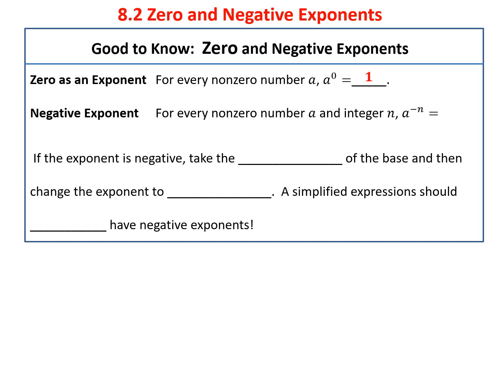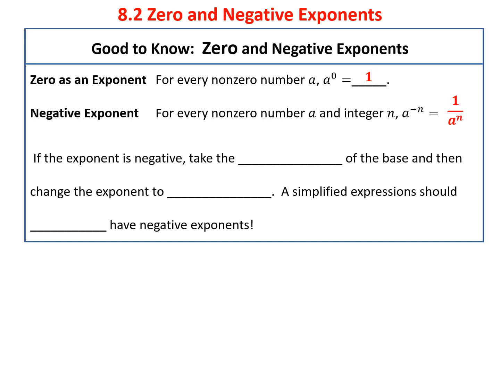Negative exponents. For every non-zero number a and integer n, a to the minus n actually means 1 divided by a, n times. All right. See, the negative exponent never means a negative number. It's the opposite of a positive exponent. A positive exponent is repeated multiplication. A negative exponent means repeated division. It's 1 divided by a that many times.